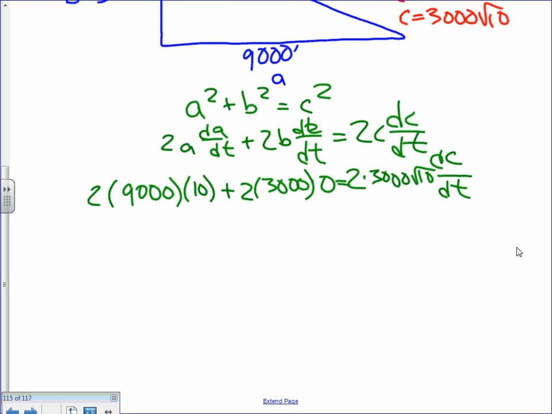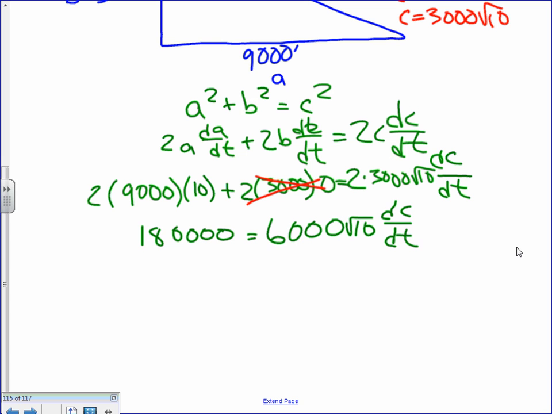Alrighty, so this one goes away, times 0. Get rid of that. This first one, 10 times 9,000, is going to add a 0 on it. Times 2 makes it an 18 out front. So this becomes 18 with four zeros, equals 6,000 square root 10 dC/dt. Okay, divide it over, so I've got 18,000 divided by 6,000 square root 10 equals dC/dt.